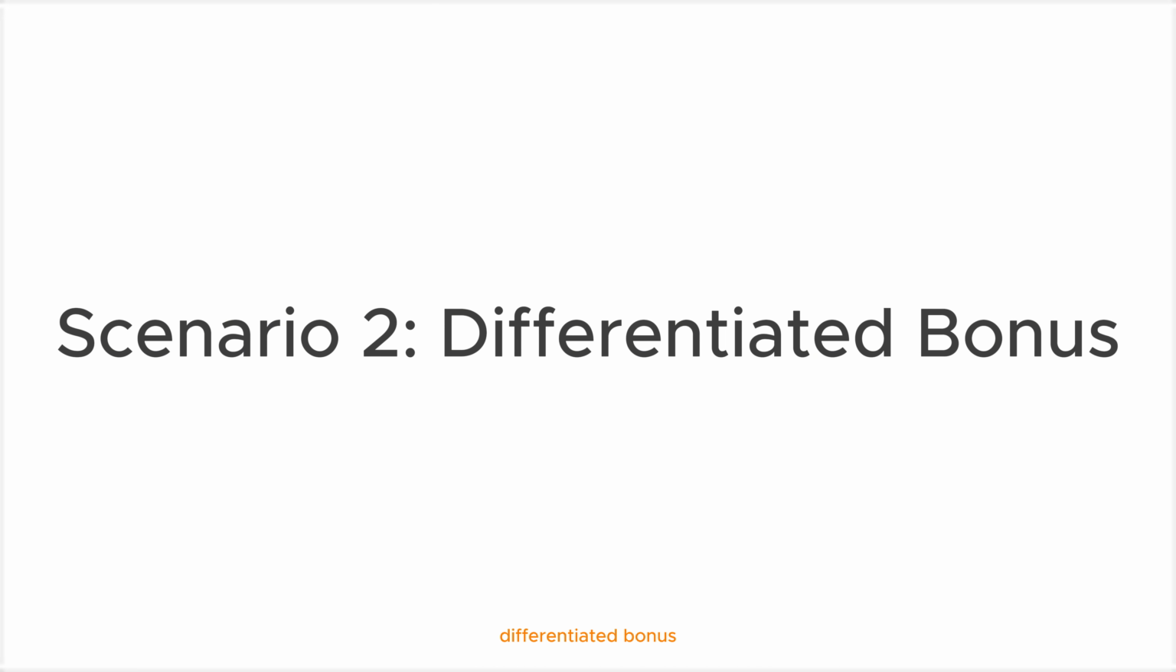Scenario number 2, differentiated bonus. Now the manager has a new rule. Give a 100 bonus to low salary employees, for example, less than 2,500, but give only a 50 bonus to high salary employees. This requires a full if-else structure inside our loop.